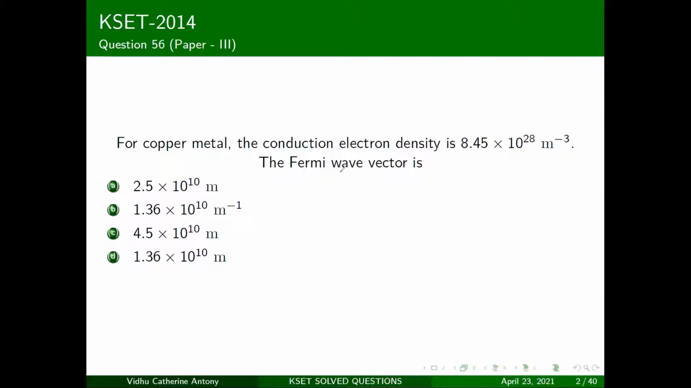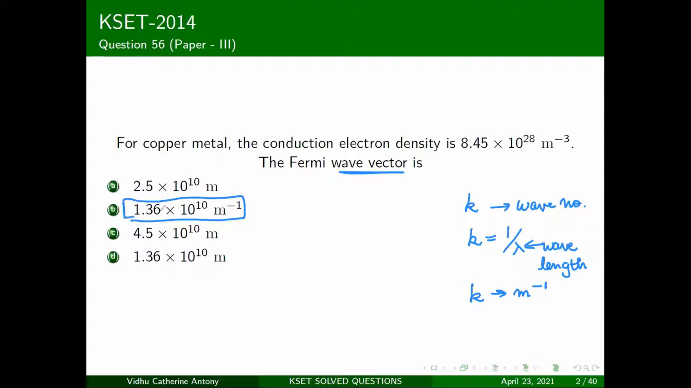So what does the wave vector basically tell you? If you look at the magnitude of the wave vector, it's going to be the wave number, right? The wave number can be written as 1 over the wavelength. What is the unit of your wavelength? The SI unit is meters. So the wave number has a unit of meter inverse. Which is the only option that has that particular unit? It would be this. So the answer is option B.